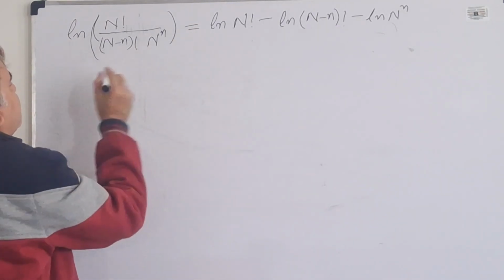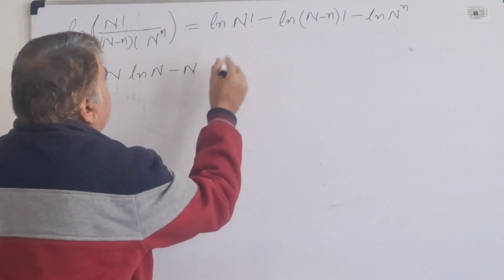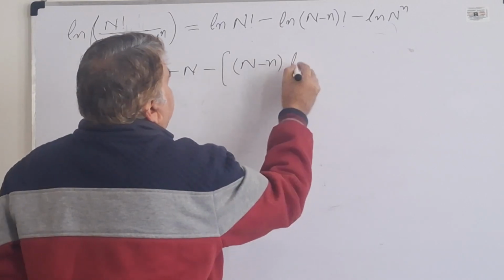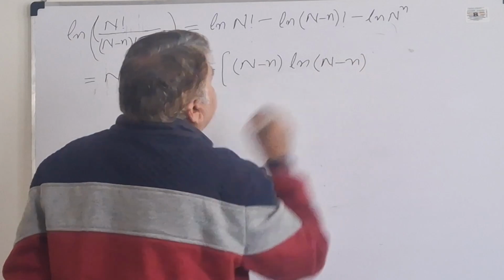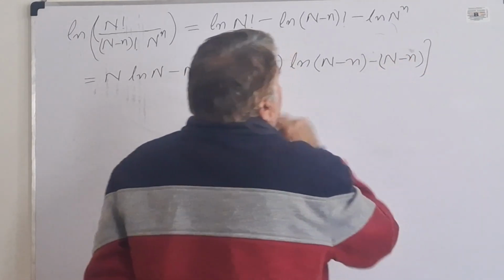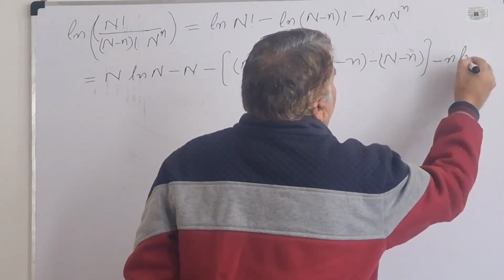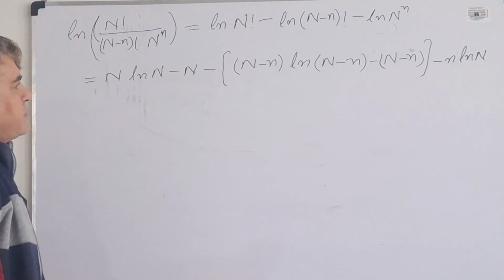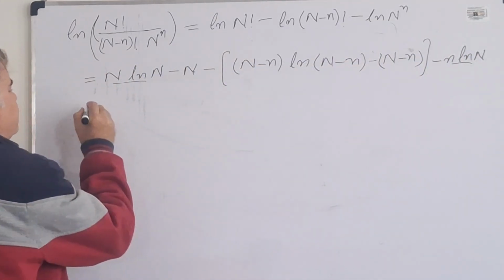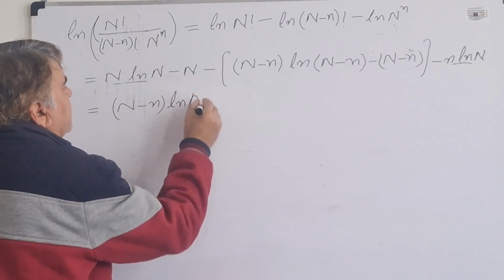Under this definition, I can write this as capital N log of capital N minus capital N for this term, and then minus capital N minus small n multiplied with log of capital N minus n, and then minus capital N minus n, and then I can write that last term as minus small n, taking the power as coefficient, into log of capital N. Now see, I can combine this first term with the last term by taking log of capital N common from these two terms, and can put this as capital N minus small n log of capital N.